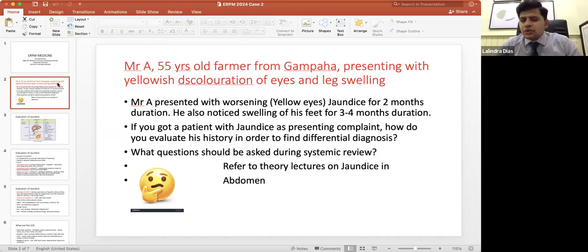So we are not going to concentrate on leg edema. I am asking you questions. If you get a patient with jaundice, if you get a patient with yellow eyes, what questions are you going to ask from the patient?